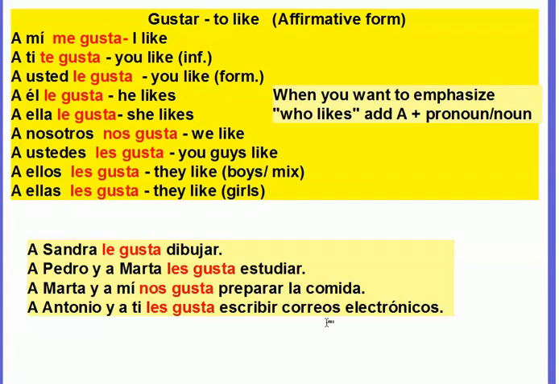Well, I hope that was helpful. Make sure you go back, you review this, memorize this verb. It's very important that you know this part here, this chart on top by heart.